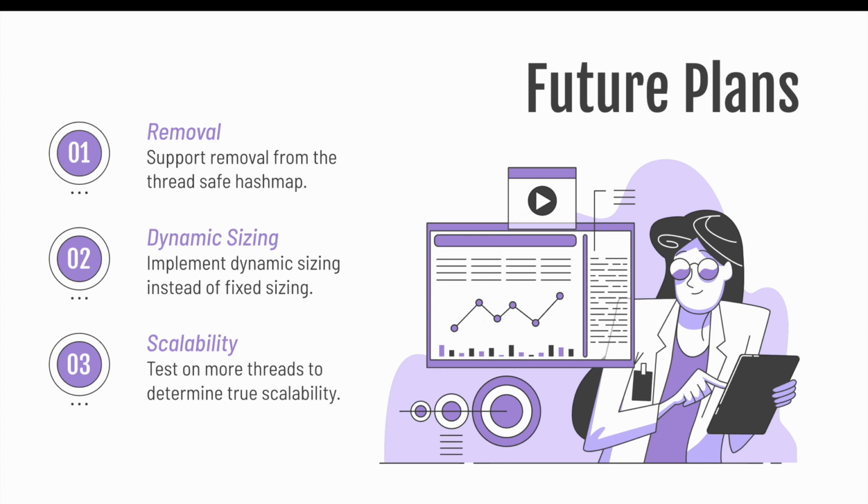Scalability. In our current benchmark tests, we use 4 threads for our linked list and 8 threads for our thread-safe hash map. If we had more resources, we would like to test on more threads to get a true picture of our scalability to determine if there is potentially a point where parallelization may hinder performance.